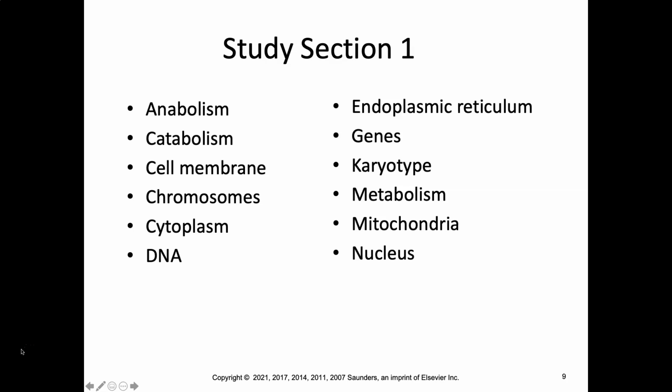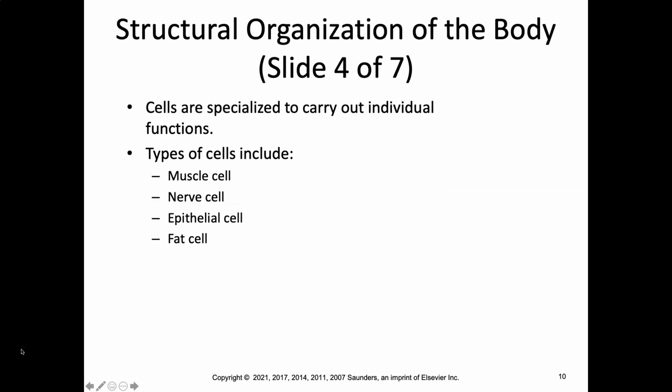Then it talks about things like anabolism, catabolism, cell membranes, chromosomes, cytoplasm, DNA, endoplasmic reticulum, genes, karyotype or karyotyping, metabolism, mitochondria, and nucleus. This is a study section on page 35, and it goes through and gives you all of the definitions for that. It encourages you to practice spelling each term and know its meaning. That is very good information because you will have this again on your quiz. Hint, hint, hint. So make sure you study Section 1 on page 35.